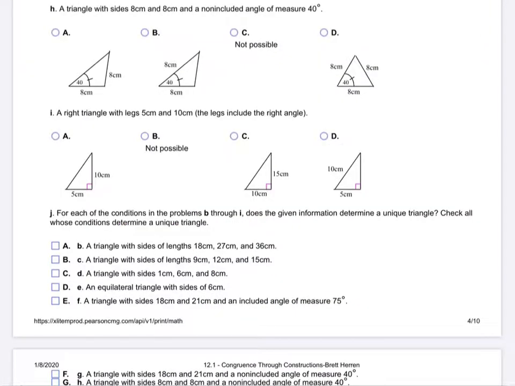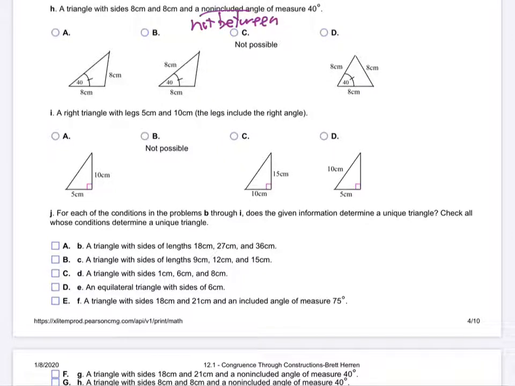On we go. Was that H up there? We just did H. Oh, no, we're on H, huh? Yeah, H. So we have an 8, 8, and a non-included 40. So 8, 8, and again the non-included, not between.